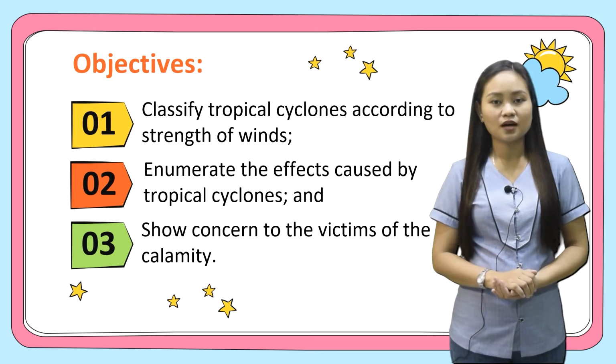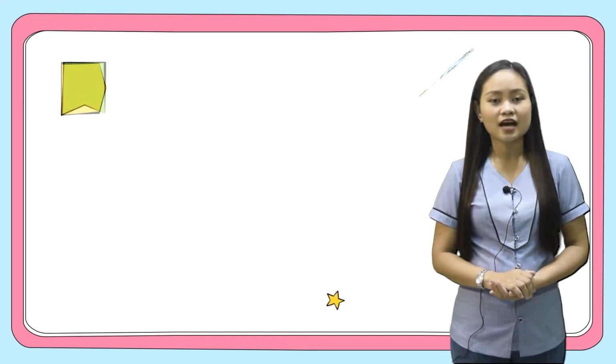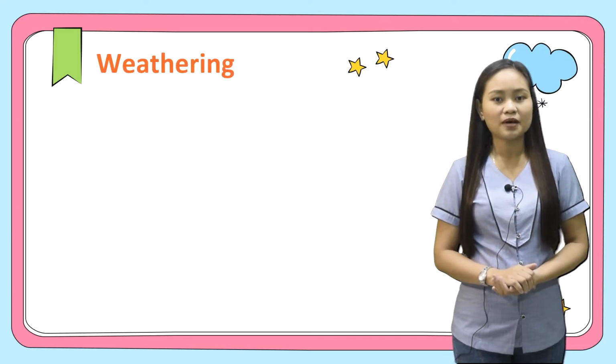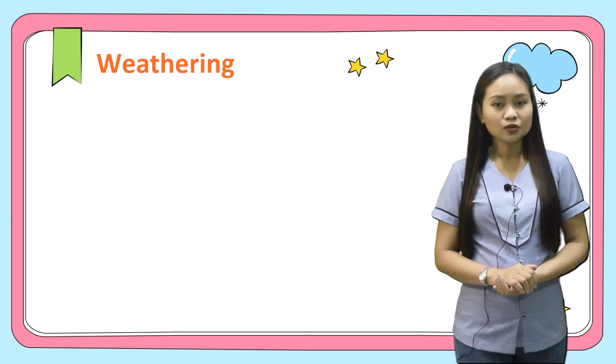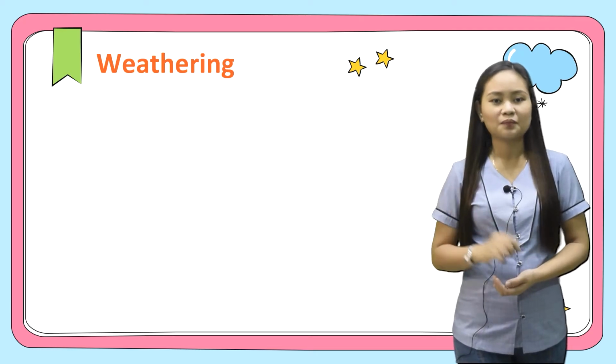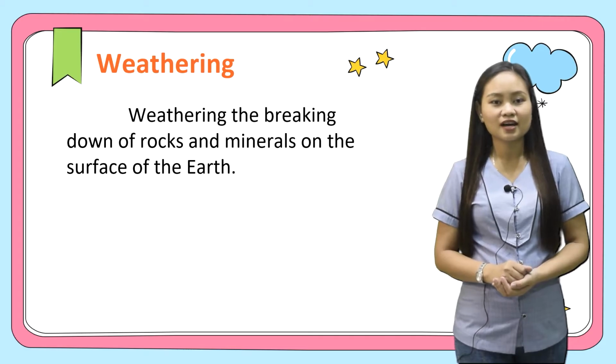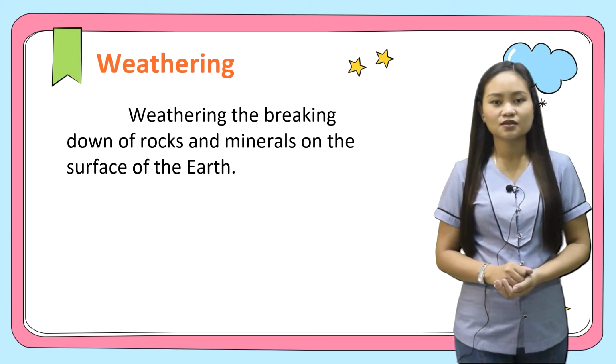Before we go on to our next lesson, let us have a short review first. Yesterday, we tackled weathering and its difference to erosion. What do we mean by weathering? Correct! Weathering is the breaking down of rocks and minerals on the surface of the Earth.